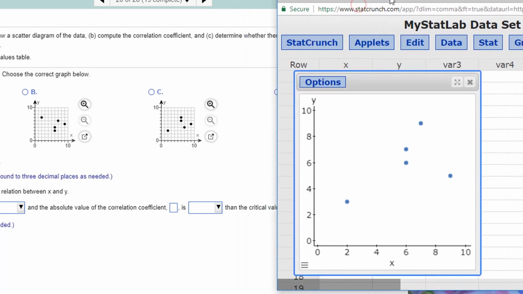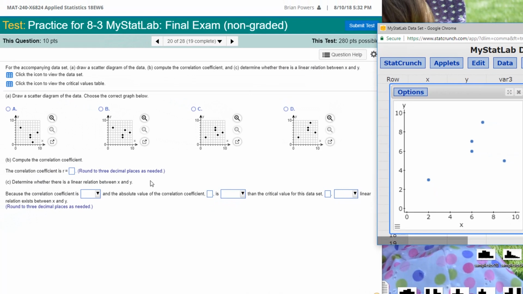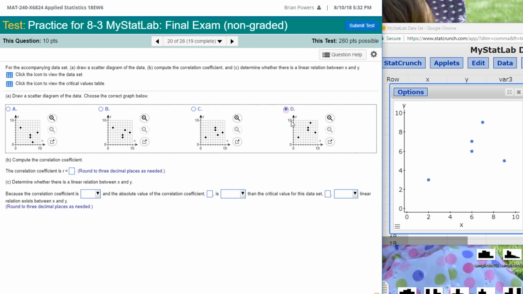Let's just see, I guess we'll just look at these side by side. You can see that it matches up with the fourth option. Okay, so that's good.